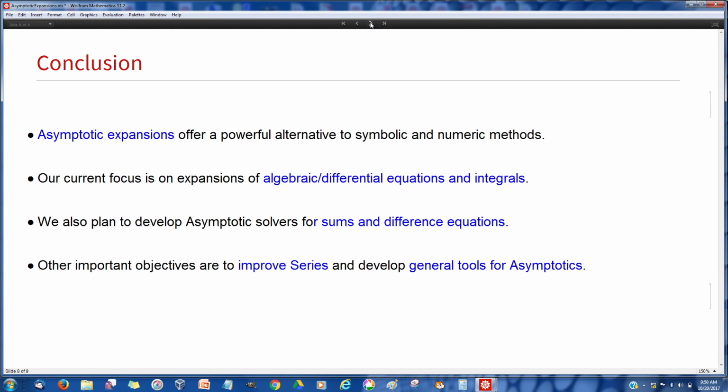So basically, I think that asymptotic expansions are a powerful alternative to symbolic and numeric methods. At the moment, we're talking about algebraic and differential equations and integrals. Well, keep in mind we have D-solve, solve, integrate, three big functions. And now we're going to develop a few more. Okay, so we'd like to go on doing this and also improve series and other areas.